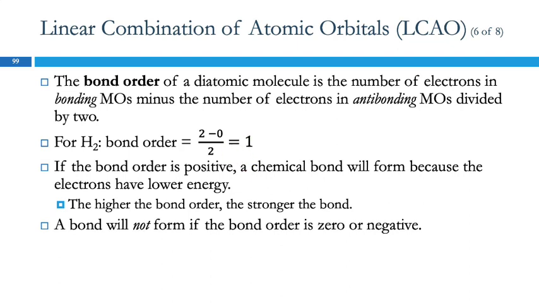A positive bond order predicts that that chemical bond will form because it tells us overall the electrons are going to have lower energy. The larger the positive number here, the stronger the bond. It tells us there are even more bonding electrons than anti-bonding. If that bond order is 0 or even negative, then a bond will not form. You could end up with a negative bond order if you had more anti-bonding electrons than bonding electrons.